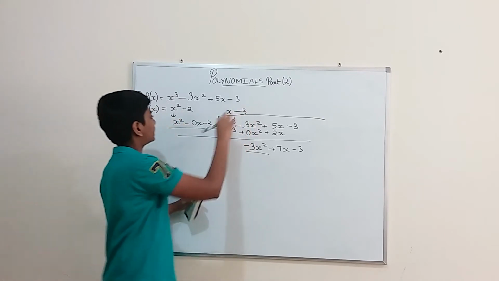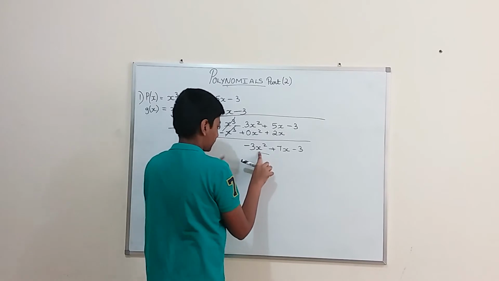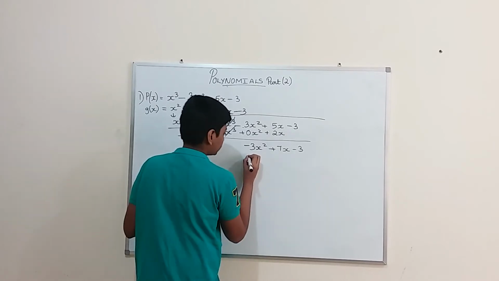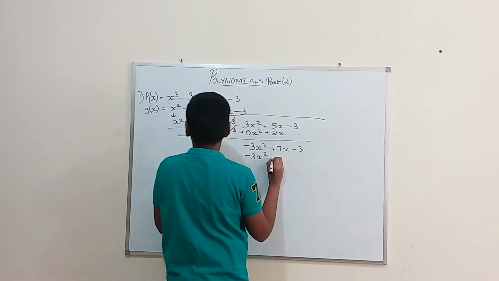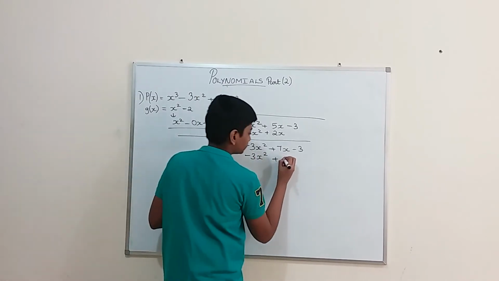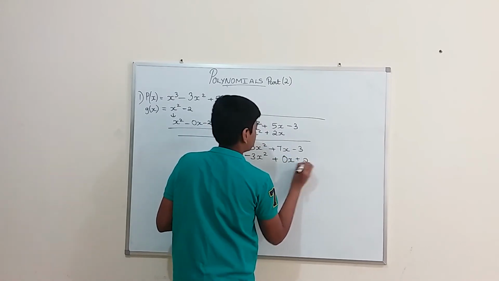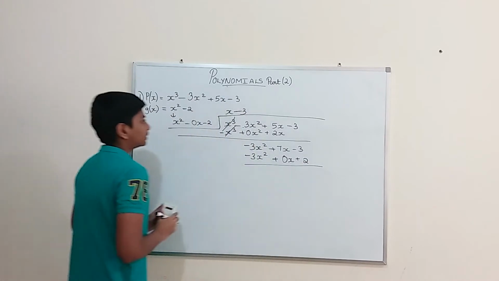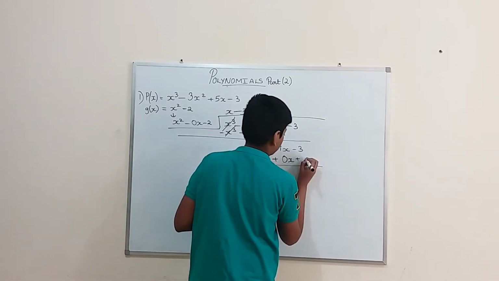So minus 3 into x square gives you nothing but minus 3x square, right? Minus 3x square, then minus into minus plus 0x, and minus 3 into minus 2, plus 6 will happen. So plus 6 will come over here.